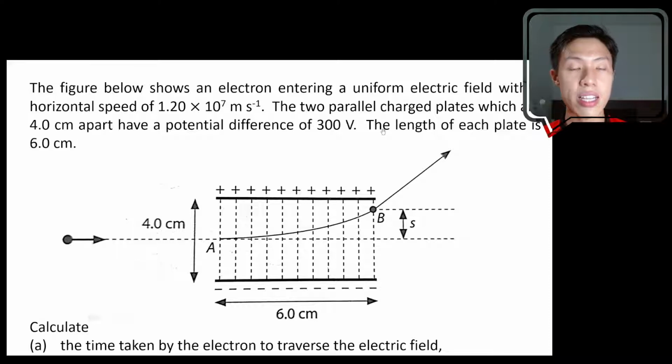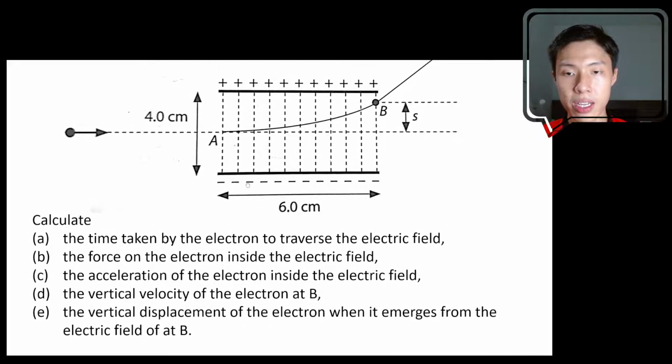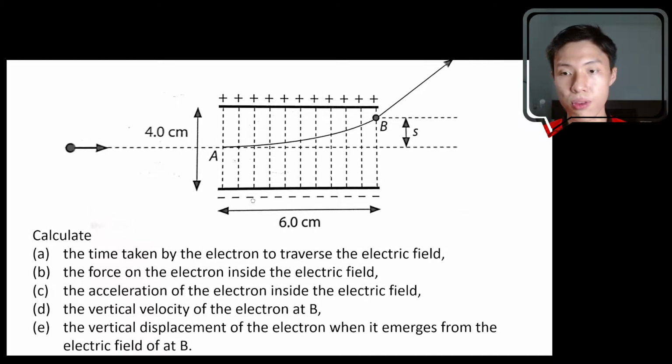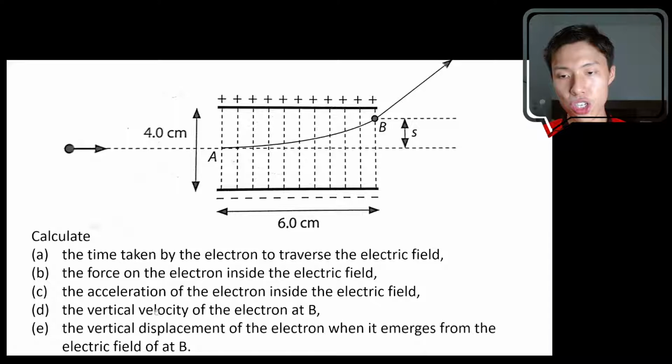Then they say that the length of each plate is 6 cm. So if you measure the length of this plate over here, you'll find that the length is 6 cm. So this is the situation over here, and they ask you to calculate various things. One can be the time taken by the electron to traverse the electric field. They also ask for the force, the acceleration, the vertical velocity, and the displacement.